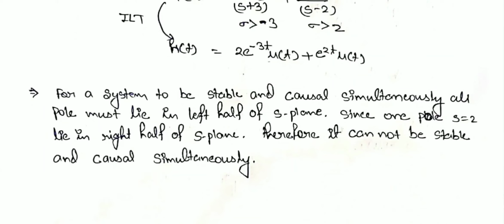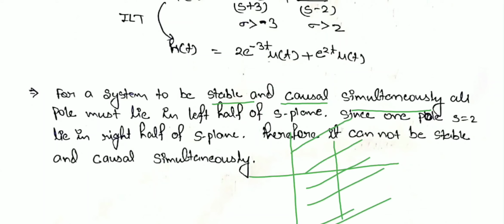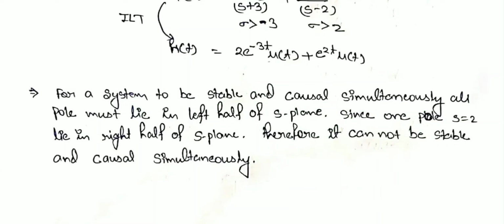For the system to be stable and causal both, the system should be right-sided and it should also contain the imaginary axis, but the combination of both is not possible. Therefore, the given system cannot be stable and causal simultaneously.